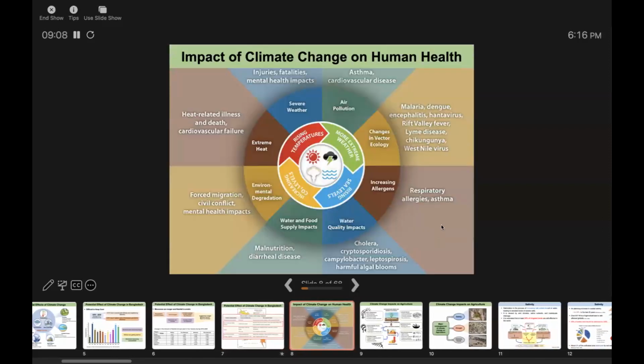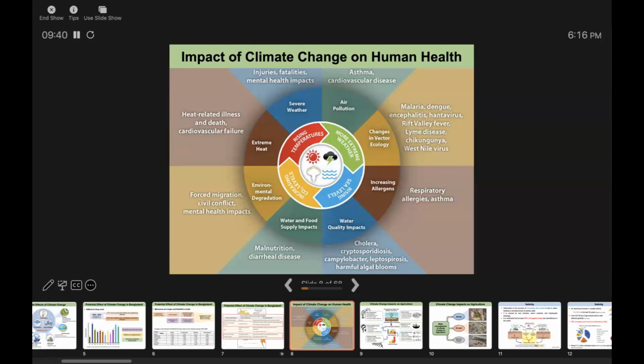Climate change not only hampers agriculture and other sectors, but also human health. Rising temperature can cause illness from extreme heat and severe weather, and air pollution and other changes cause different diseases like malaria and dengue. Recently we have experienced that dengue prevalence has also increased.